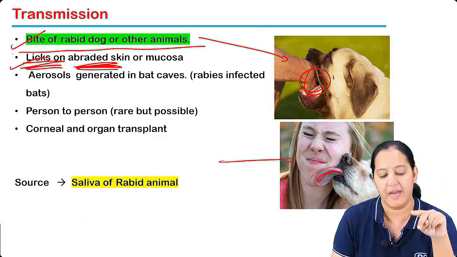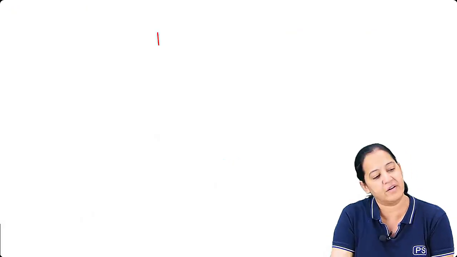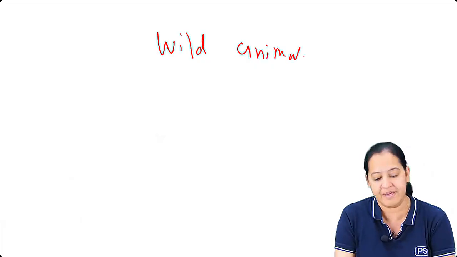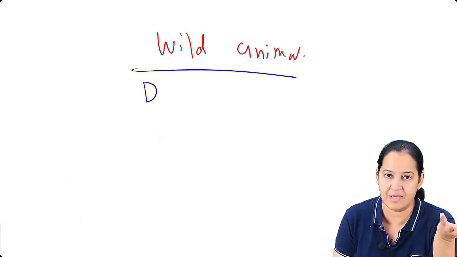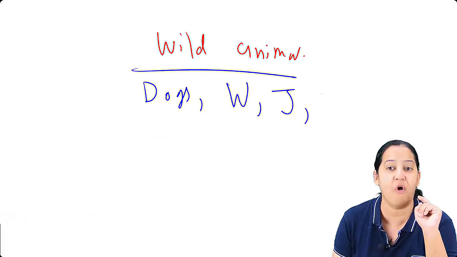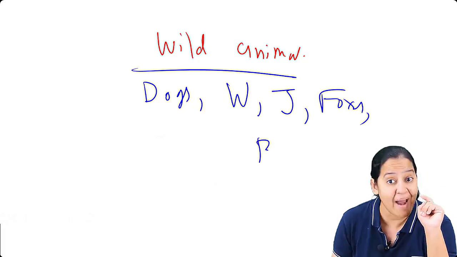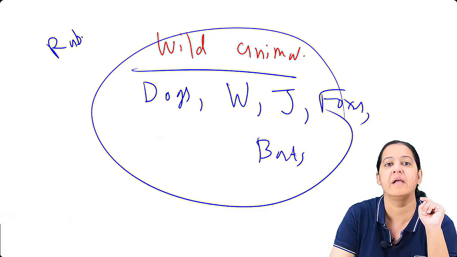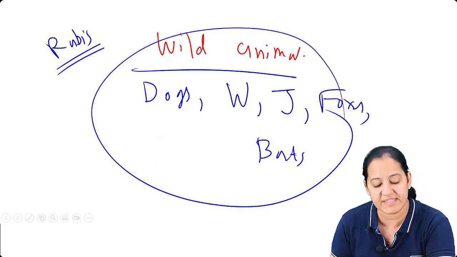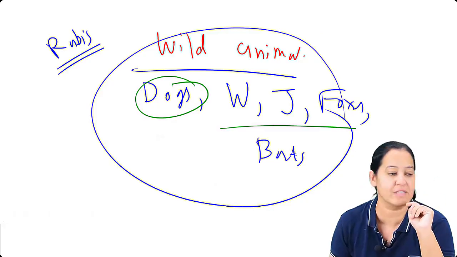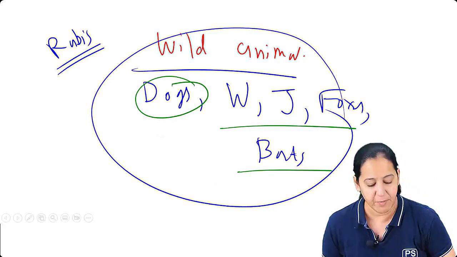Number three, it does not occur only in dogs. It occurs in all wild animals. All the wild animals can have rabies. Obviously dogs, after that wolves, jackals, foxes, bats, and all the warm-blooded animals can get rabies. But in cities where we live, we are exposed to dogs. In cities there are no wolves, jackals, or foxes. Bats? What about the bats?